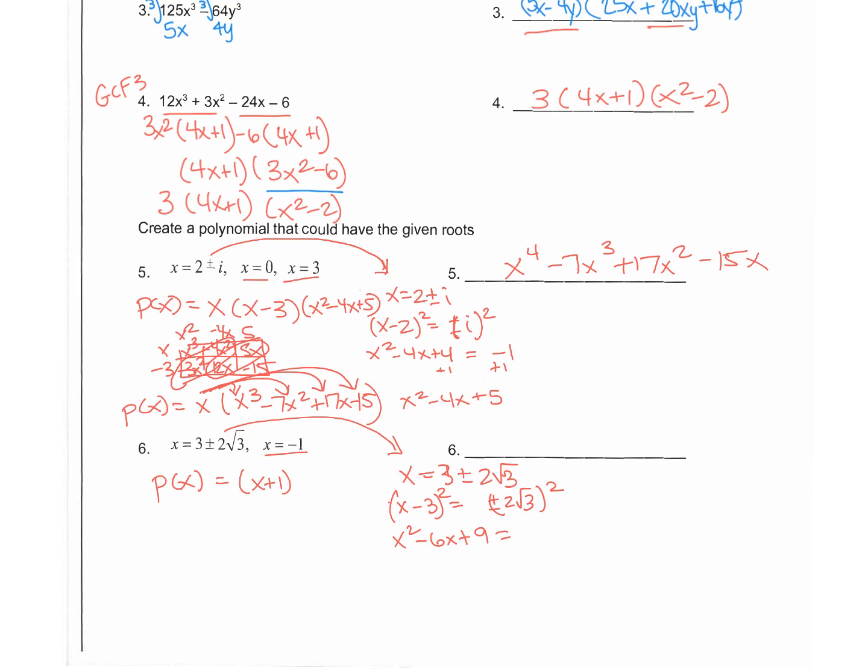So when I square them, it'll still be multiplication or times. So 2 squared is 4, and the square root of 3 squared is 3. So it looks like I'm getting x squared minus 6x plus 9 equals 12. Again, I want to get everything equal to 0. Be careful here that you are subtracting 12 from both sides and getting x squared minus 6x minus 3 for your factor.